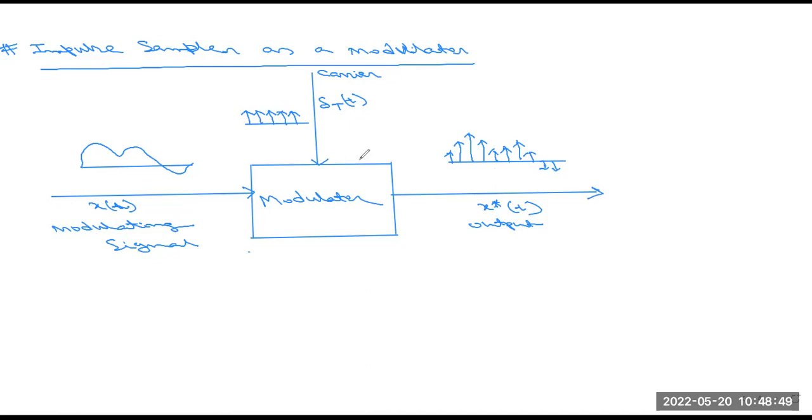Okay, so this is the impulse sampler function which modulates the signals. This modulator decreases the unwanted carrier signals, using this carrier. The figure name is impulse sampler as a modulator. This question is very, very important. So please note it down.